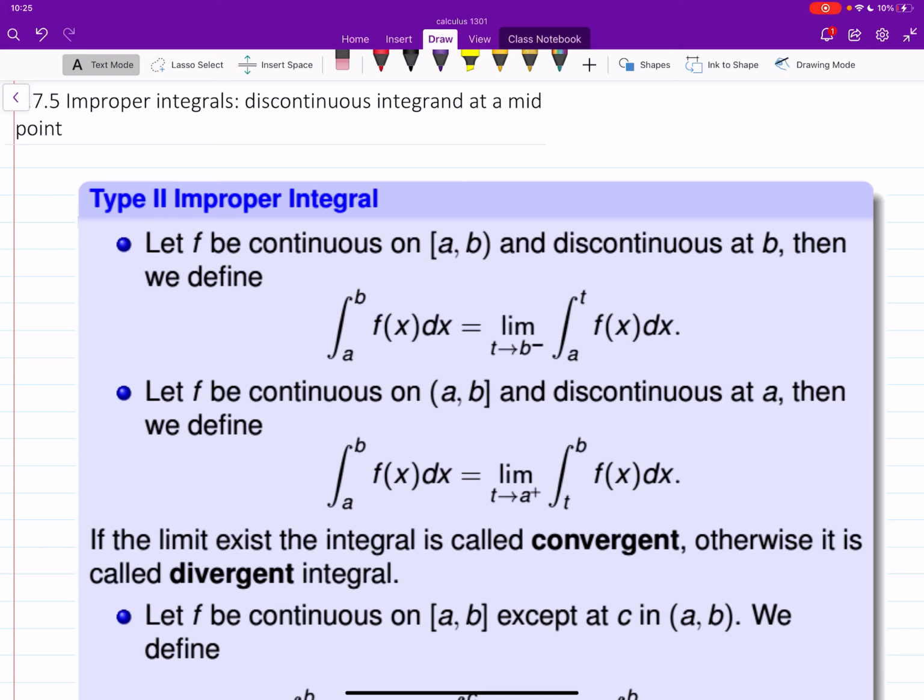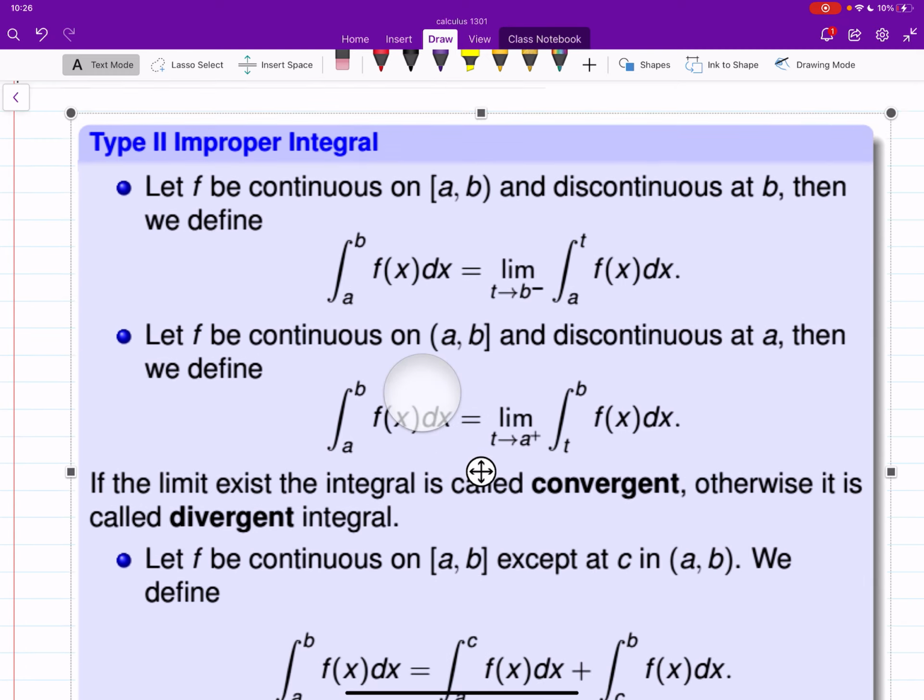Hello everyone. In this video, we will focus on improper integrals with discontinuous integrand, but we want to consider the cases where the discontinuity is not at an endpoint. It's somewhere inside the interval. Well, let's just quickly review what we had before.